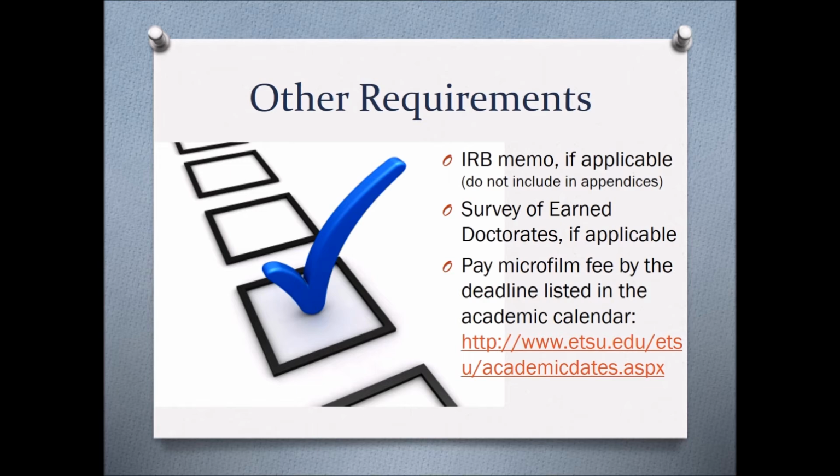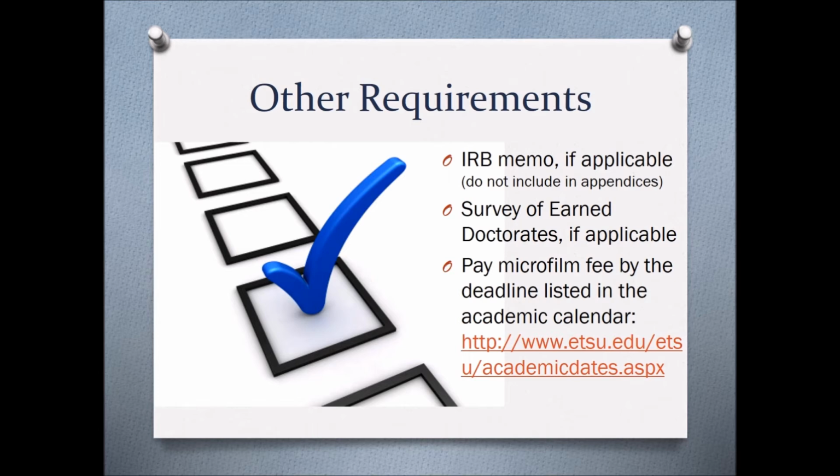Either way is fine. A relatively new rule, and this is noted on the checklist also: do not include anything IRB related in your appendices. Okay, we do not want anything IRB related, IRB memo, IRB informed consent forms, anything like that in your appendix. This is a new rule as of January or February 2018.